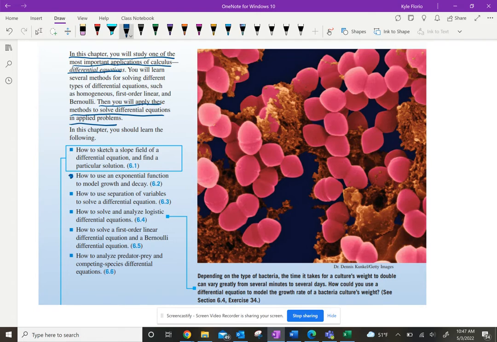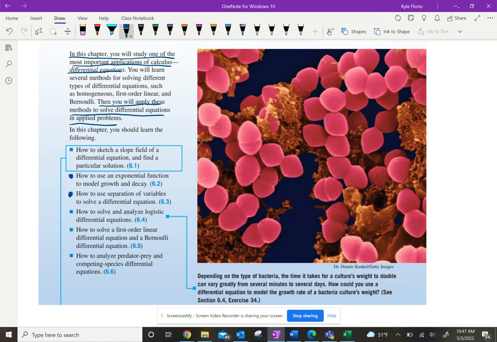And then after that, in 6.2, we'll look at exponential functions, growth and decay, which is going to be kind of a review of some stuff you've done in Algebra 2. But it's good if you're not familiar with exponential, like that e and ln. It'll be a good review of that. We're going to use a separation of variables technique to solve differential equations, which you're probably going to see next time.